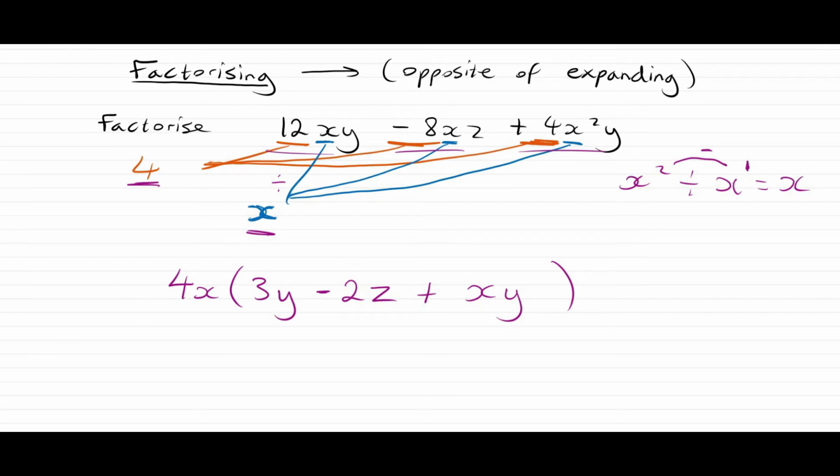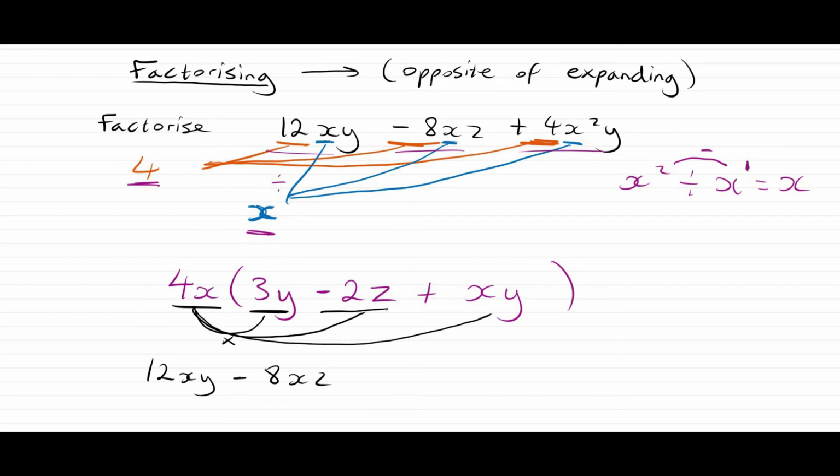Again, if you want to double check, you can expand this to see if it gives us what we started with. So 4x times 3y gives you 12xy. 4x times minus 2z gives you minus 8xz. And 4x times plus xy gives you plus 4x squared y. Right? So hope that makes sense.